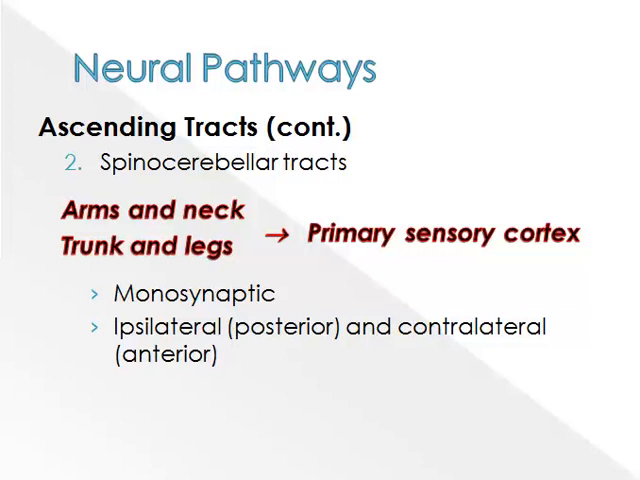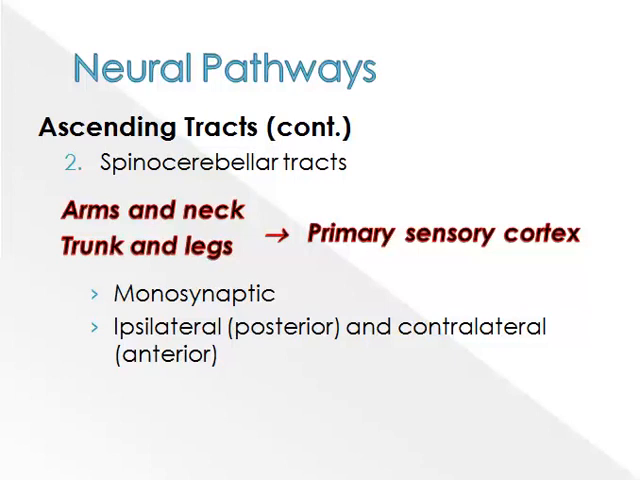Our second category of ascending or sensory tracts are Spinocerebellar Tracts, meaning that they originate in the spinal cord and then they terminate in the cerebellum. And generally, these are considered to be the primary pathway for transmitting proprioceptive information. In other words, proprioceptive information from the arms, the neck, the trunk, legs, all of that information gets sent via the spinocerebellar tracts to the sensory cortex, or primary sensory cortex. Sometimes it's referred to as that.